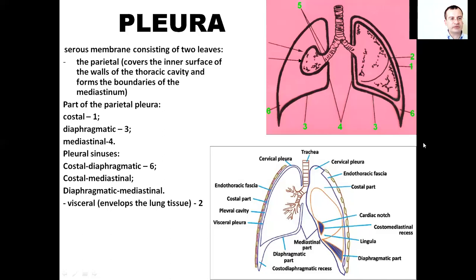Pleura. It is a serous membrane consisting of two leaves. The parietal pleura covers the inner surface of the walls of the thoracic cavity and forms the boundaries of the mediastinum. Parts of the parietal pleura: costal, diaphragmatic, mediastinal. Pleural sinuses: costodiaphragmatic, number six; costomediastinal, and diaphragmomediastinal. Visceral, number two.